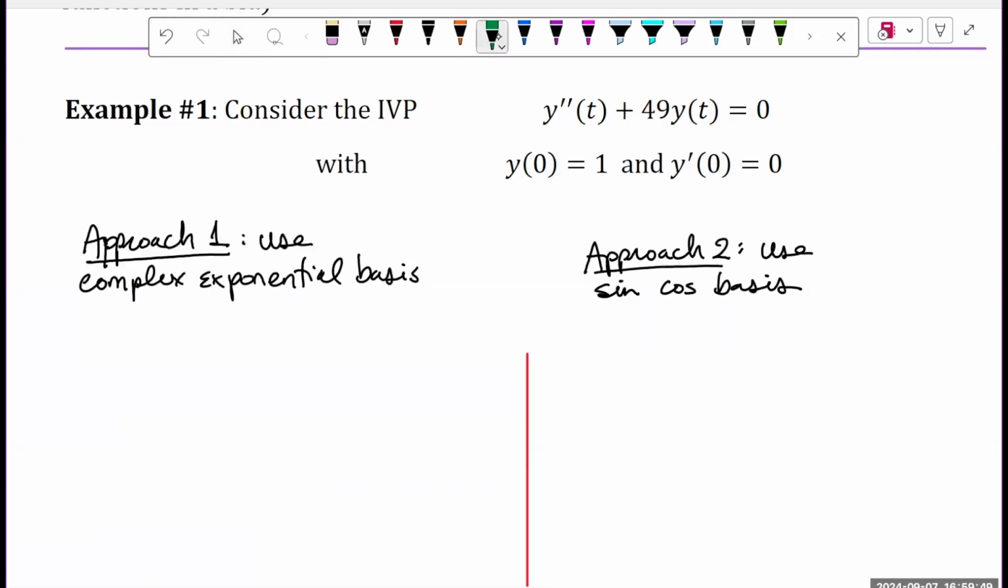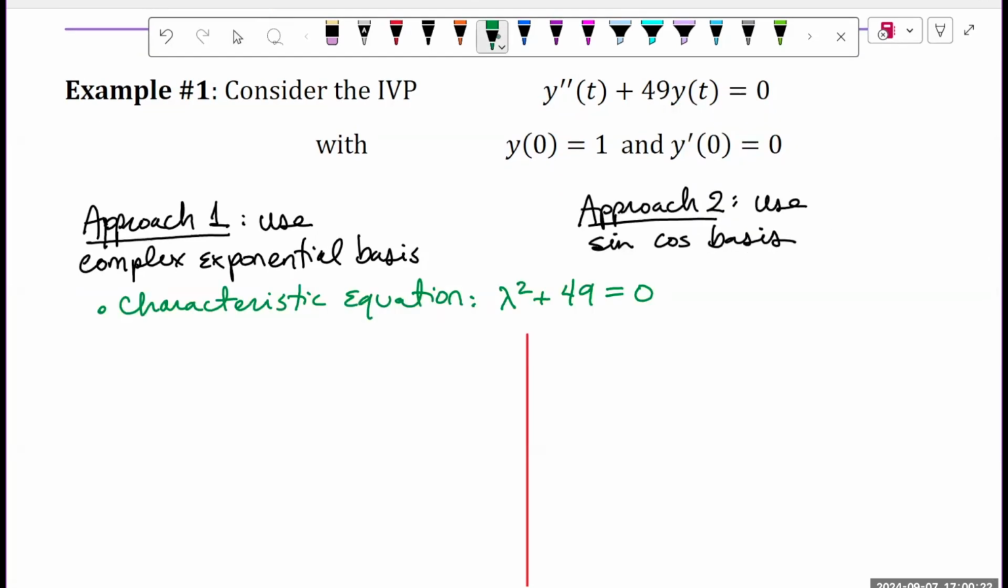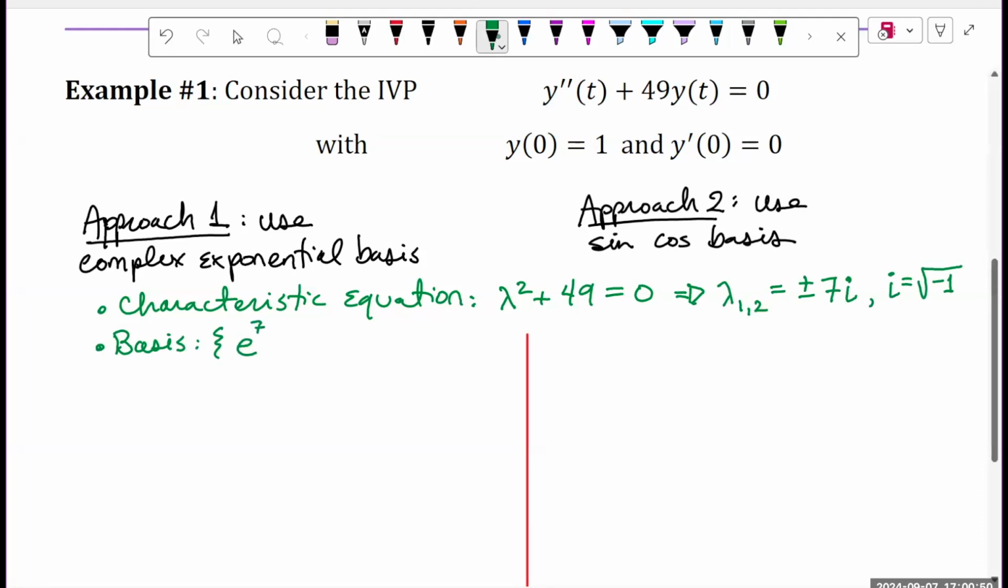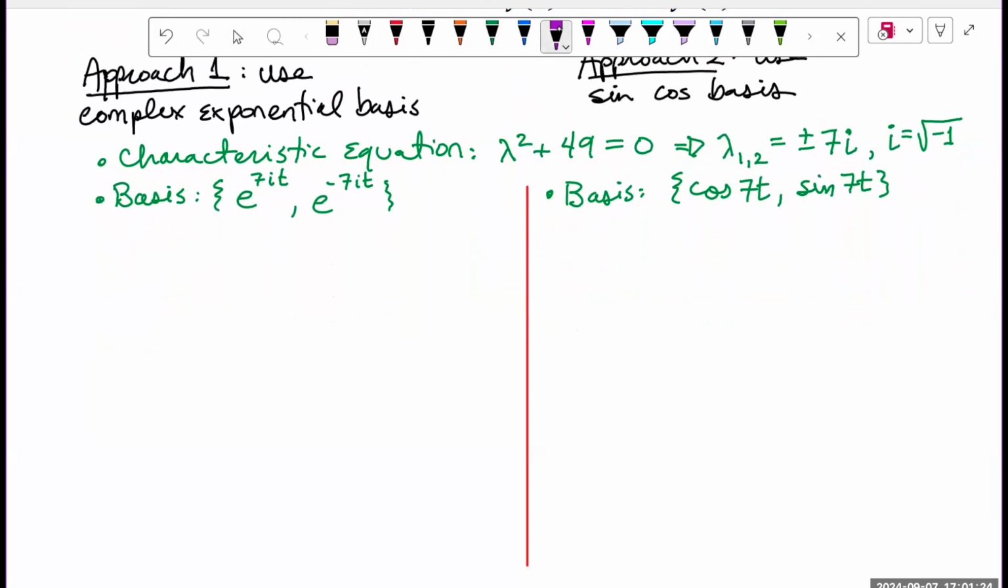First, we know immediately that in both cases, the characteristic equation has the form lambda squared plus 49 is 0, which has roots plus or minus 7i. Therefore, the basis functions in the complex exponential case are going to be e to the 7it and e to the minus 7it, whereas the basis functions in the sine cosine case are going to be cosine 7t and sine 7t.